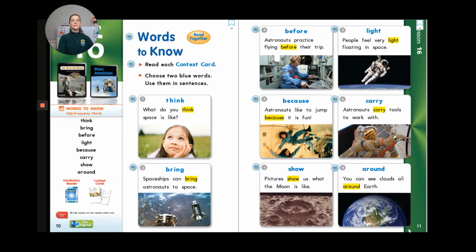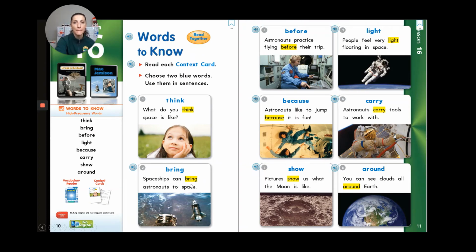All right, now it is time for high frequency words. We have 8 of them this week. Let's read these sentences together. Can you please read them out loud? I'll read them, you read them out loud along with me. So number 1 here is think. What do you think space is like? Think. Make sure you start it with TH, not just T, and that it ends only with K, not CK. Think, T-H-I-N-K.